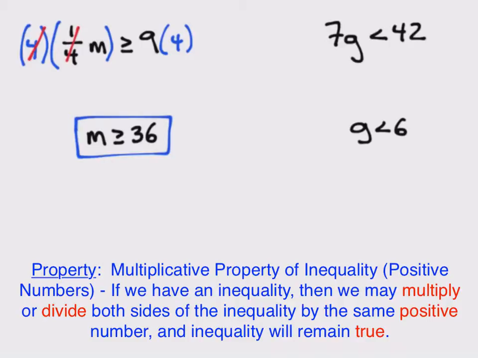Well, we know we may divide both sides of this inequality by a positive number and obtain another true statement. So let's divide both sides of this inequality by 7. These 7's cancel out, and we end up with the statement g is less than 6. You could have multiplied both sides of that inequality by 1/7 if you wanted, but I'm just showing how we can use algebraic maneuvers and intuition to solve these inequalities.